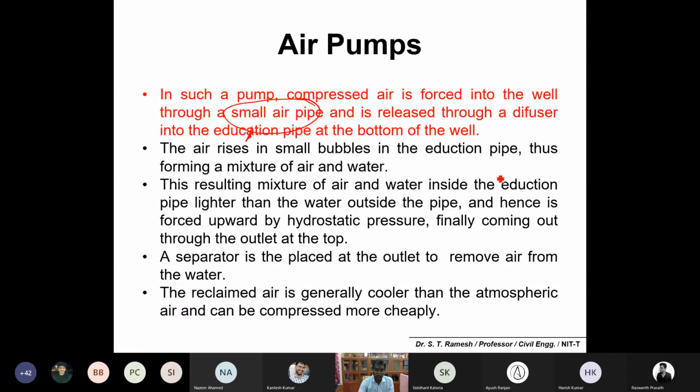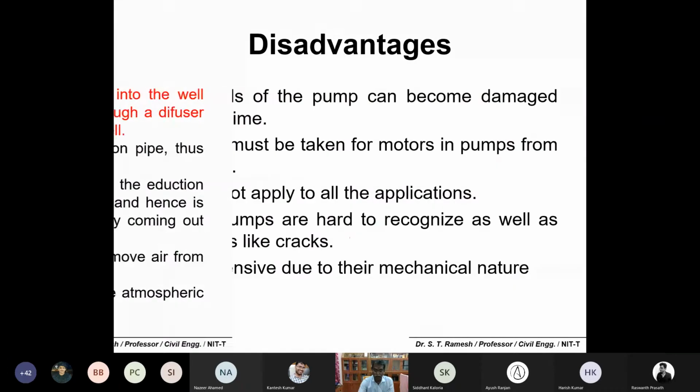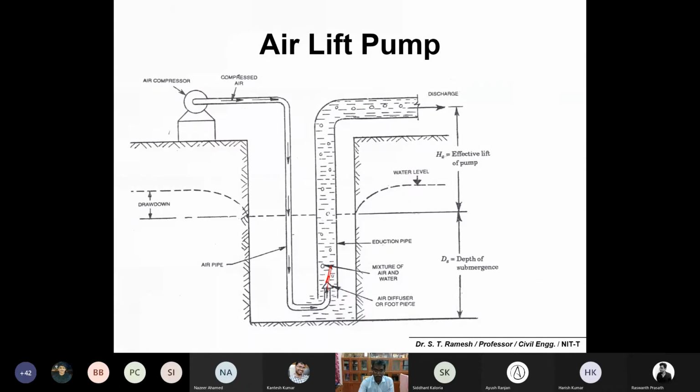Eductor, ejection pipe at the bottom of the well. So now we could understand this diagram. Okay, so this is your bore well, and this is your water level. And what you do is blow compressed air to the bottom.